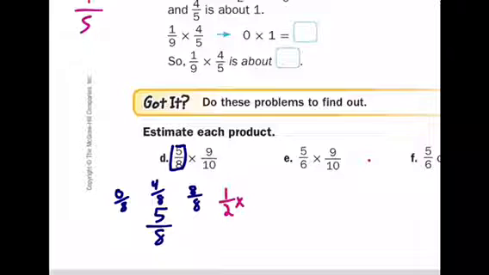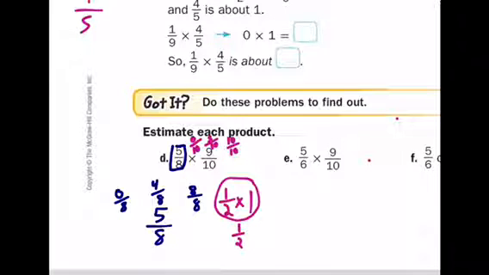Now, how about 9/10? 9/10, is it closer to 0/10, which is 0, 10/10, which is 1, and half would be 5/10? Well, check it out. 9/10 is right next to 10/10, so that's going to round to 1. So here is my estimated problem, half times 1. And any number times 1 is itself, so half times 1 is half.